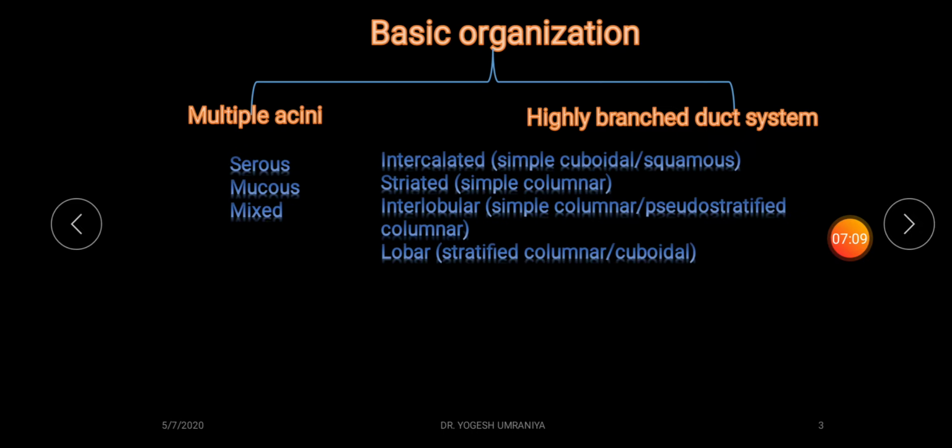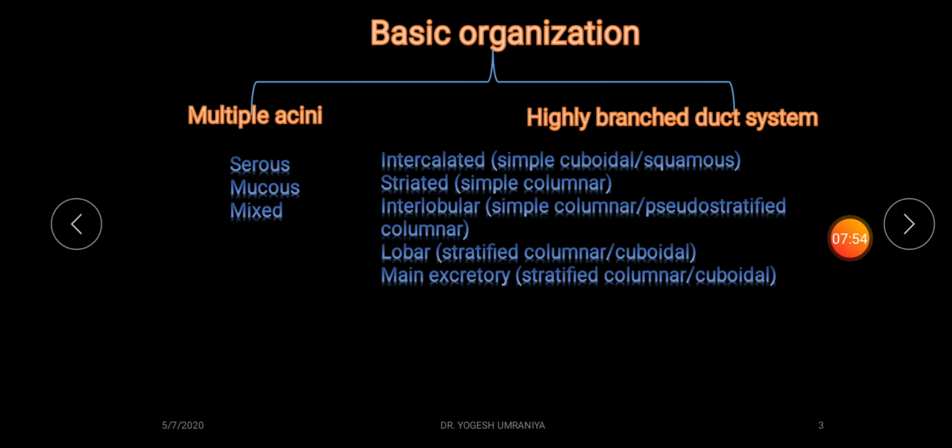The last duct that opens into the oral cavity is known as the main excretory duct. The epithelium of this duct is stratified columnar or cuboidal. Now, some textbooks mention that the terminal portion of this main excretory duct has a variation in the type of epithelium, and it may be stratified squamous non-keratinized, the same as the epithelium of the oral cavity.